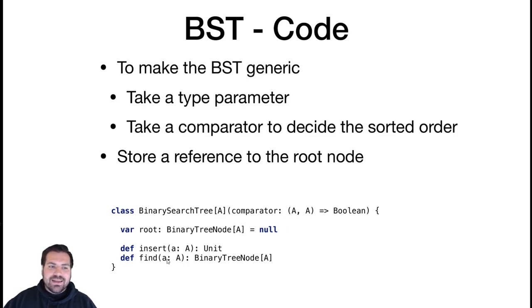And then find, given some value A, find a value such that A compare that value and that value compare A are both false, meaning that they are equivalent compared according to this comparator. Find a value and return the node in that case. This time we are going to return the node. Return the node that stores the value that we found that is equivalent to A according to this comparator.